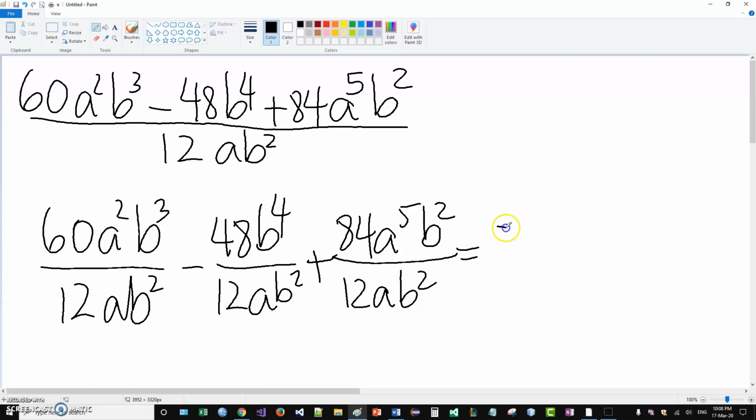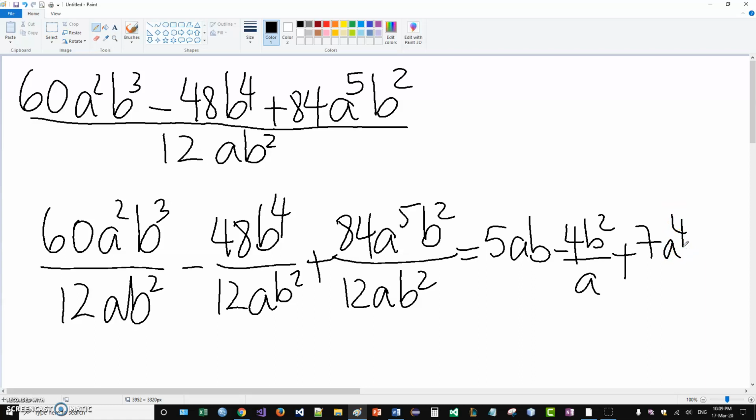60 over 12 is 5, a squared over a is a, b cubed over b squared is b, minus 48 divided by 12 is 4, b to the power 4 divided by b squared is b squared, and we don't have an a in the numerator, so we'll have the a down here, plus 84 divided by 12 is 7, a to the power 5 divided by a is a to the power 4, and b squared divided by b squared, these two cancel out. And there you have the answer.